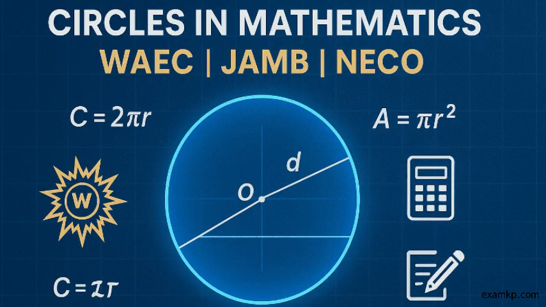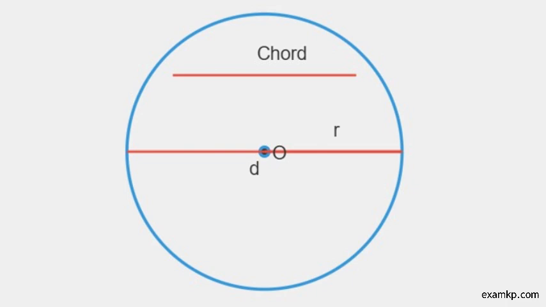Today we're diving into one of the most important geometry topics, circles. A circle is a set of all points in a plane that are equidistant from a fixed point called the center. The distance from the center to any point on the circle is the radius, and twice the radius gives the diameter. Circles appear everywhere in wheels, clocks, coins, and even orbits.